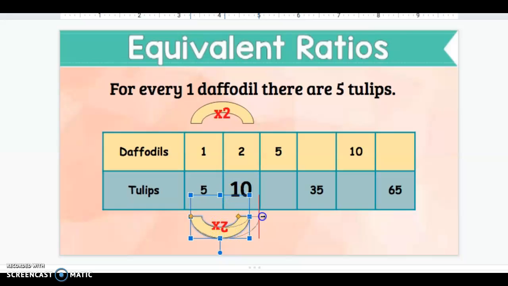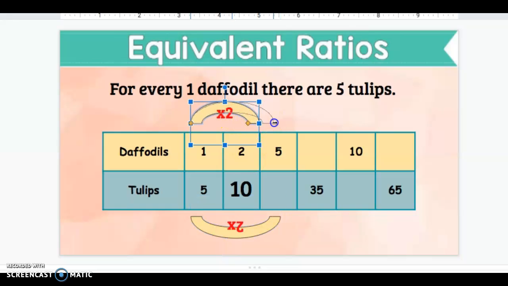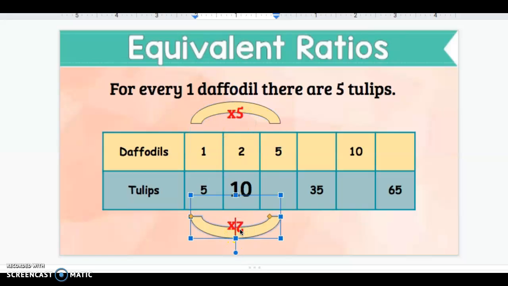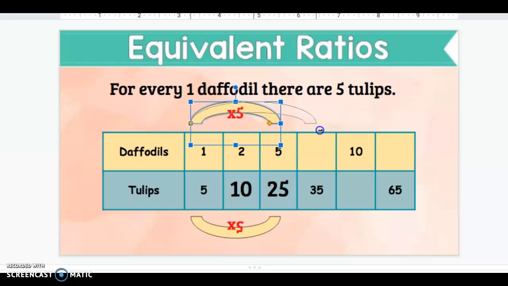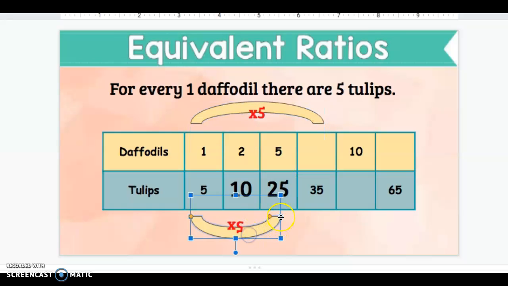Okay, so now let's move it here. Oops. 1 times what gave us 5? Well, 1 times 5. So whatever I do to the top, I have to do to the bottom. So it would be 5 times 5 is 25. Okay, so now let's move our line. Move our line. Well, 1 times what?